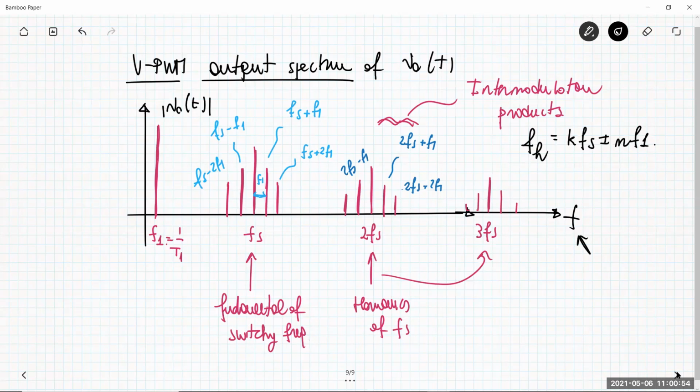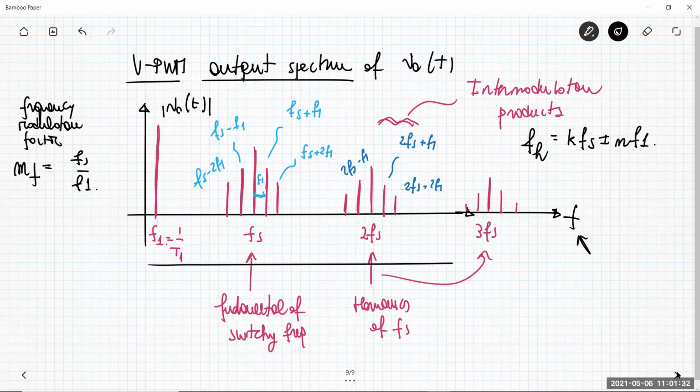Remember that we have the frequency modulation factor definition. MF, which is Fs over F1, is defined by the ratio between the switching frequency and the output frequency, so the frequency of the control voltage. So for example, I can also describe the same behavior, the same axis here, in terms of the ratio between F and F1.